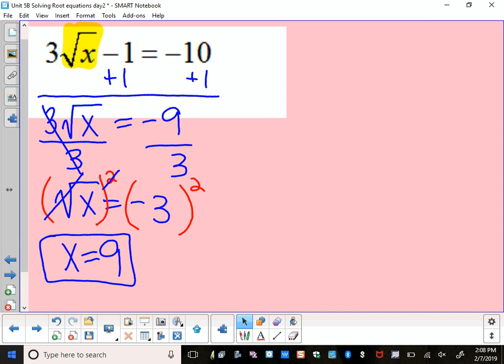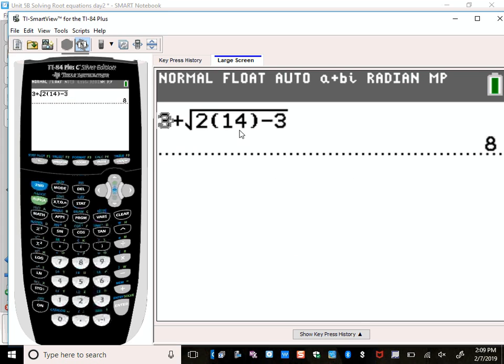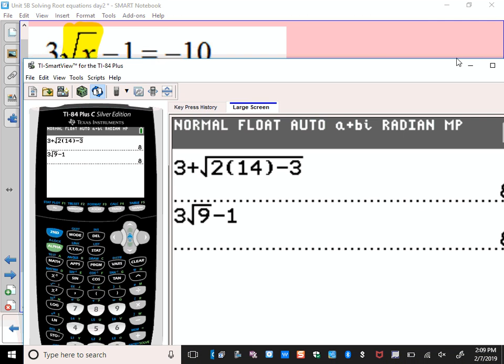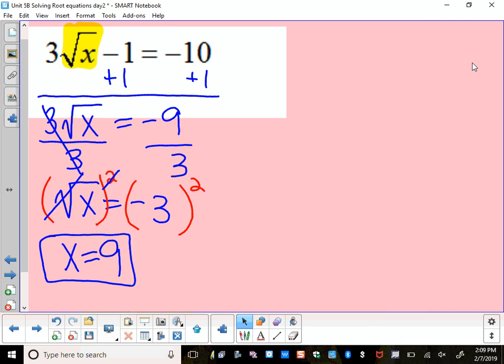Wait, I don't think so. Let's see. We have 3 times the square root of 9. It's 8. Yeah, I think it's 8. So all of our work was right. Our answer just did not match up with what they got.